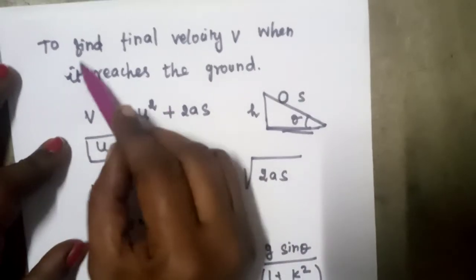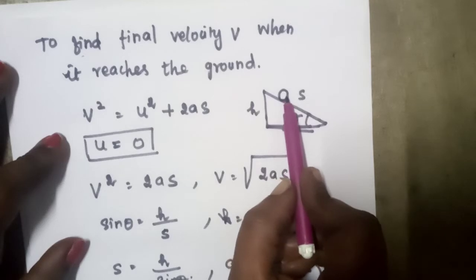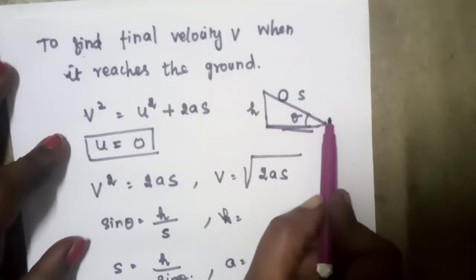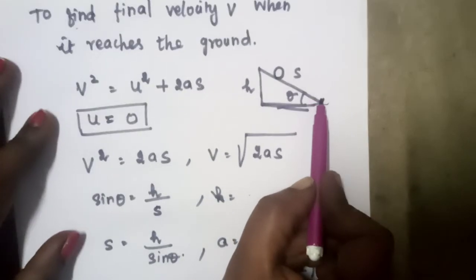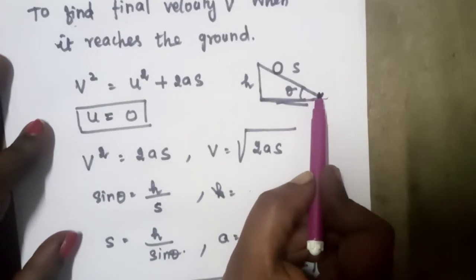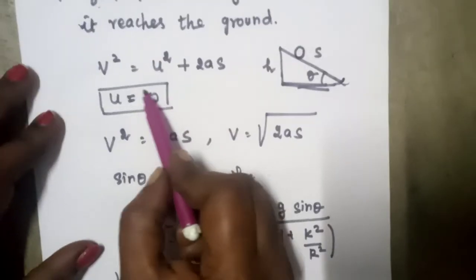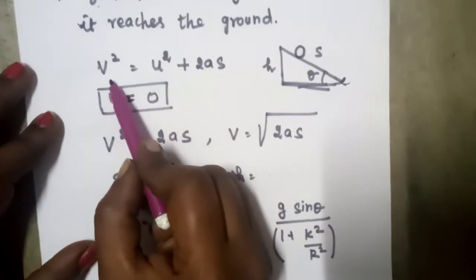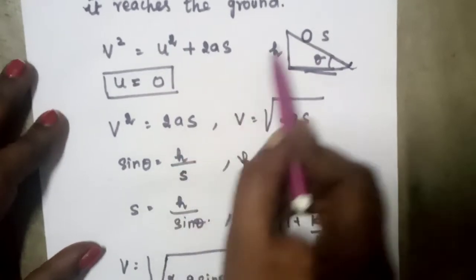Next we will see about final velocity. For this rolling object, when it reaches the bottom surface, what about its velocity? That is called the final velocity of the round object when it reaches the bottom. Here we have to consider the equation of motion, the second equation: v square is equal to u square plus 2as.